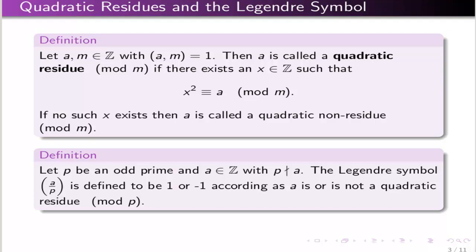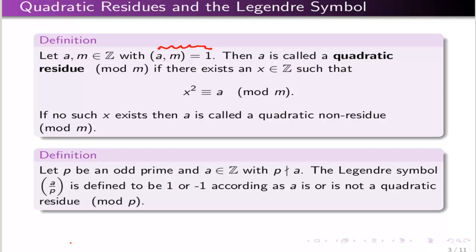So let's recall our definition of what a quadratic residue is. Let a and m be integers with a relatively prime to m. We'll call a a quadratic residue mod m if there exists an x such that x squared is congruent to a mod m. So in other words, a is a perfect square. And if no such x exists, then a is called a quadratic non-residue mod m. Now there's no universal agreement on this condition here. I think in the last section I didn't put the restriction that a is relatively prime to m, but for most purposes we go ahead and do that.